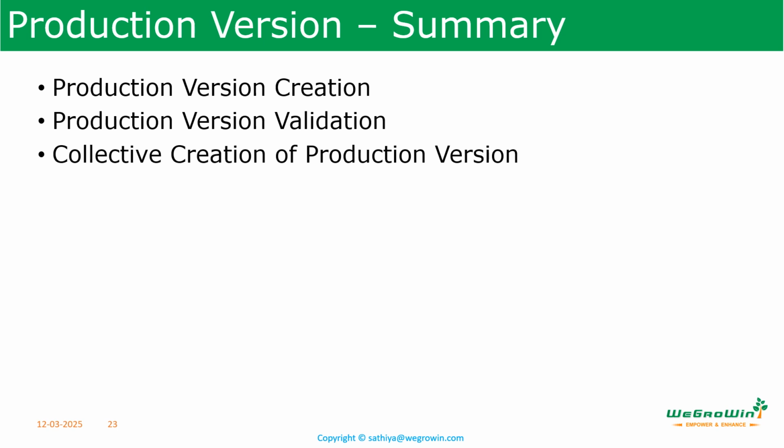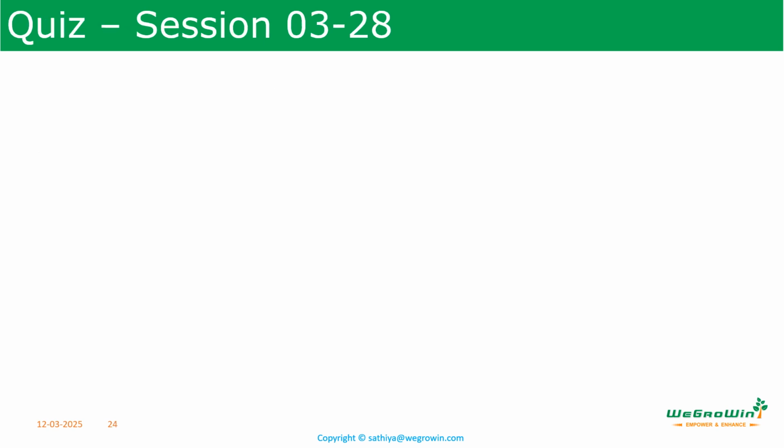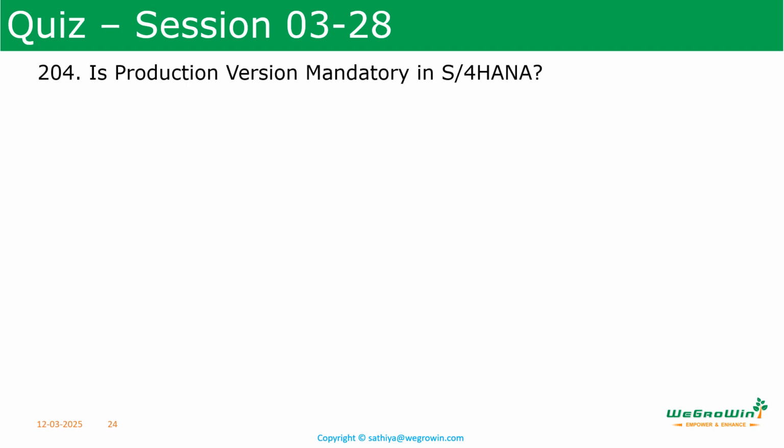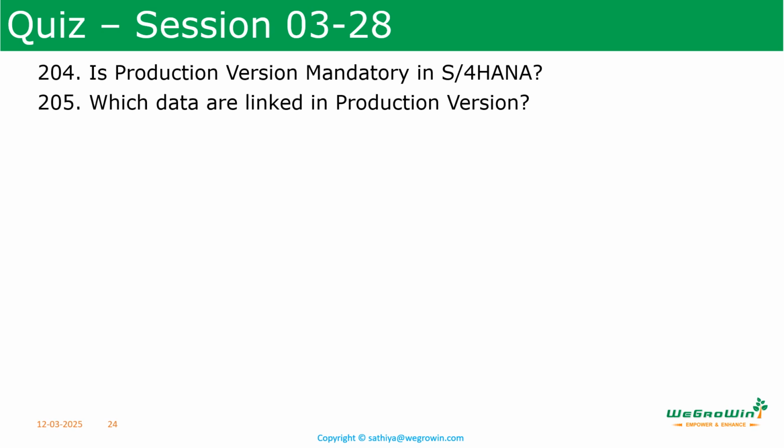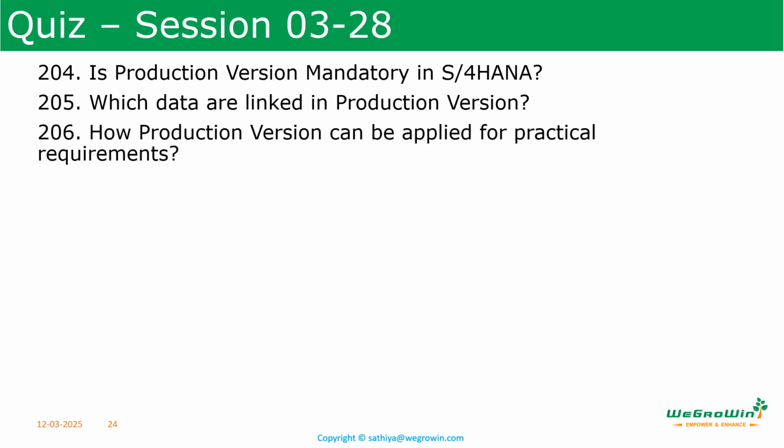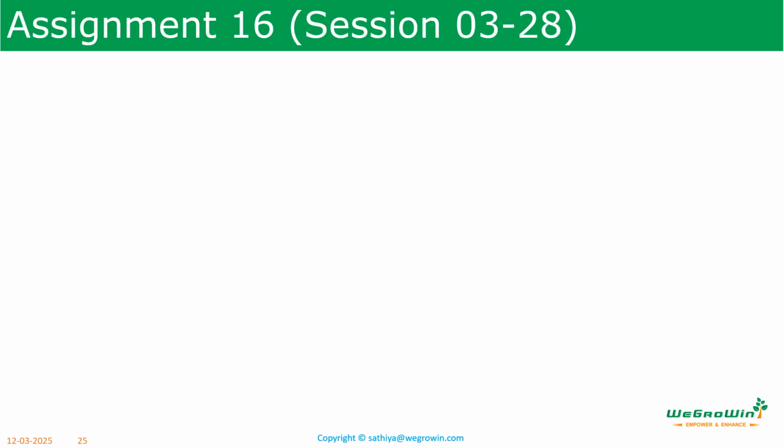So in this session, we discussed how to create a production version, how to validate a production version, and the collective creation of production versions. So we'll see the quiz questions for this session to ensure our understanding. Is production version mandatory in S/4HANA? Which data are linked in a production version? How can a production version be applied for a practical requirement?